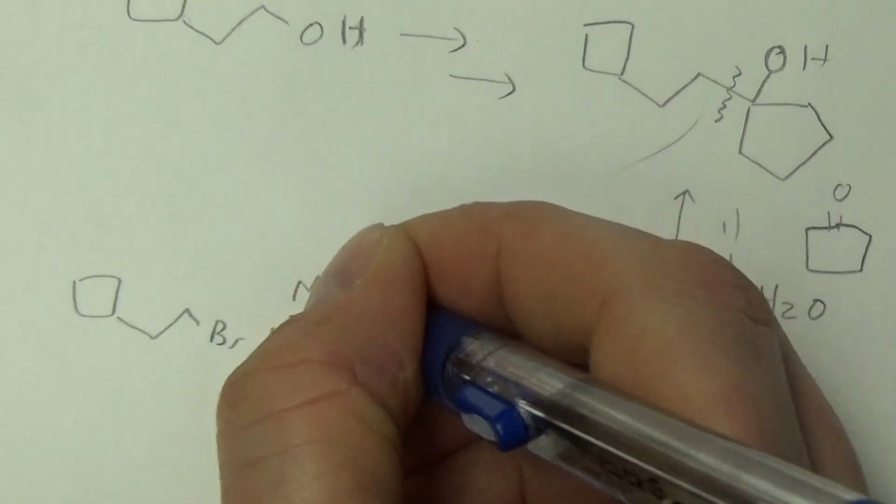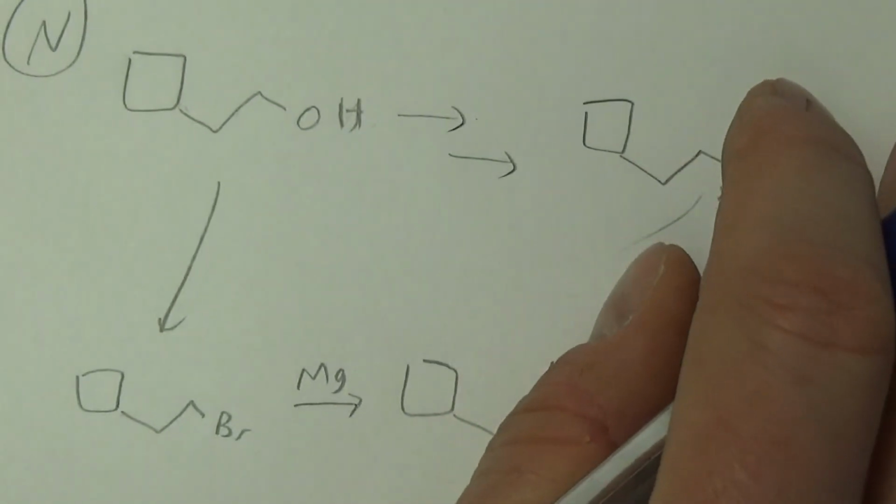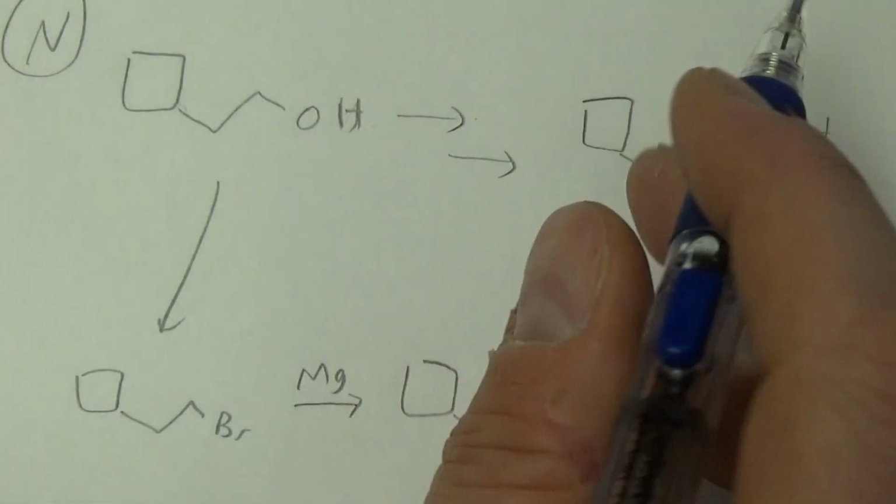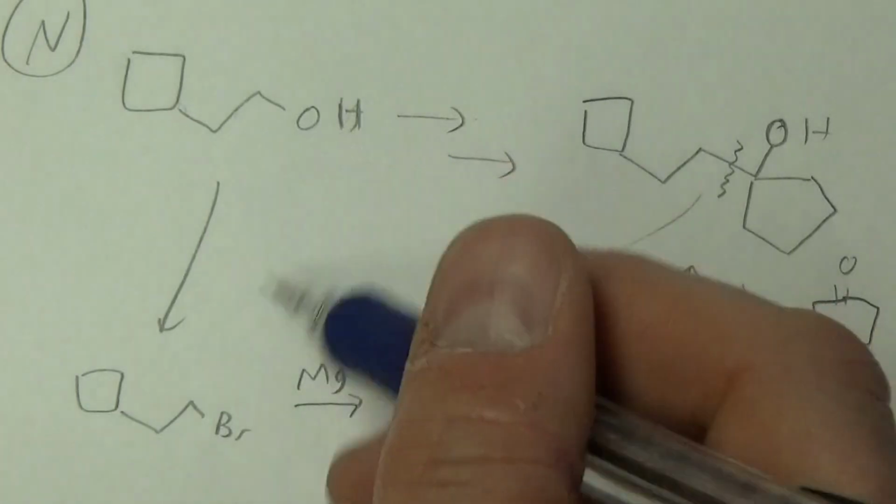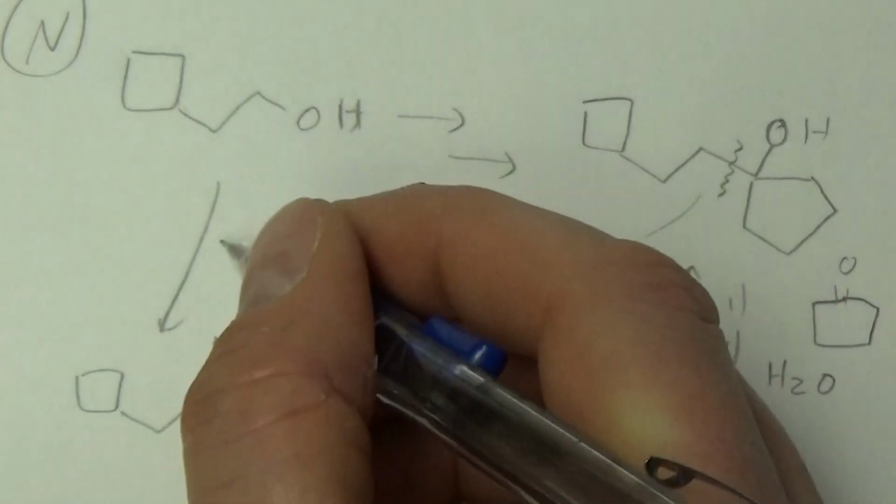With Mg. How do you go from an alcohol to bromide? Best way, don't say HBr. HBr can work, but you sometimes get rearrangement behavior. So the best way is PBr3.